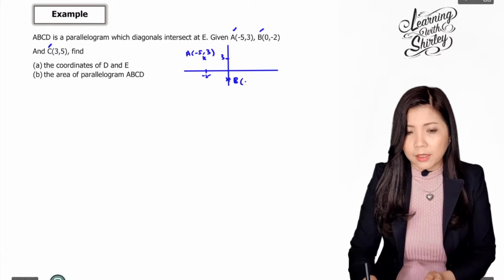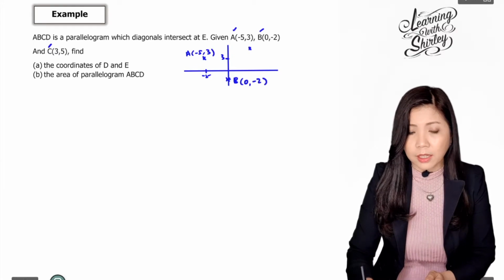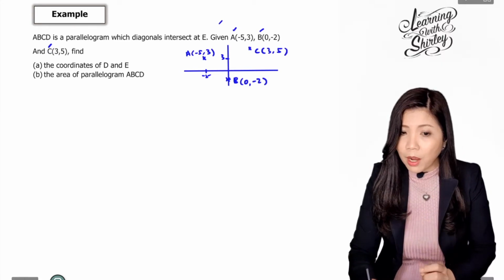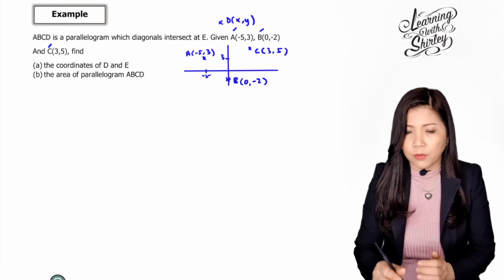So B is (0, -2), and then C is (3, 5), which is around here. It's just an estimation. And then I can expect my D to be around here, which I'm going to label as (x, y). So part A: find the coordinates of D and E.